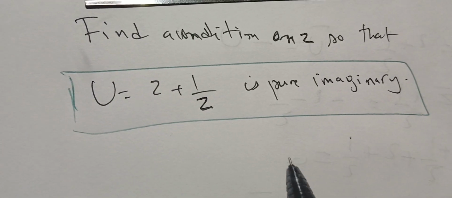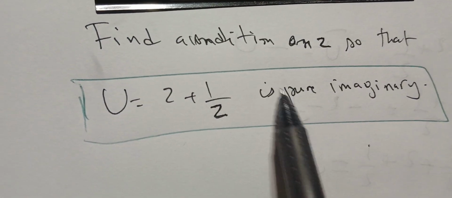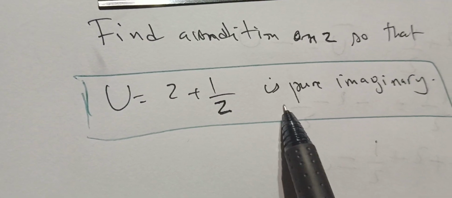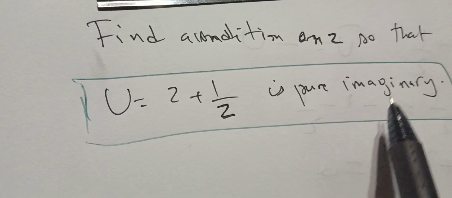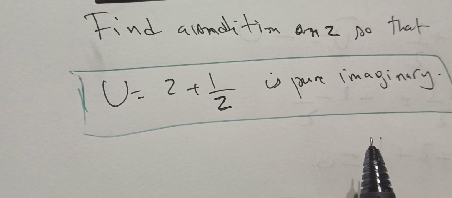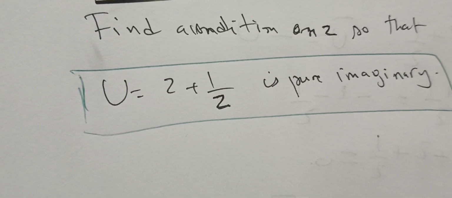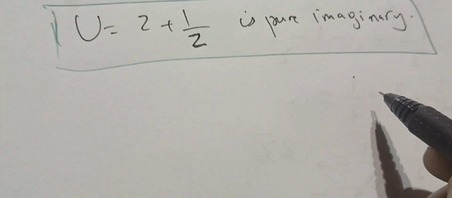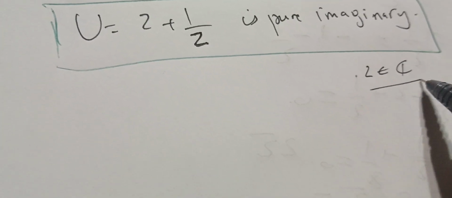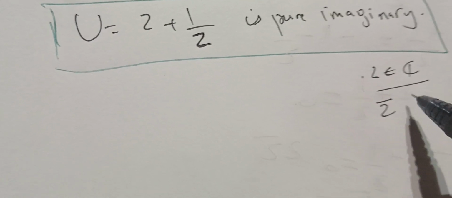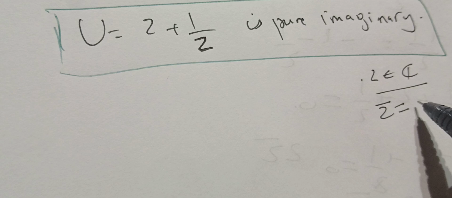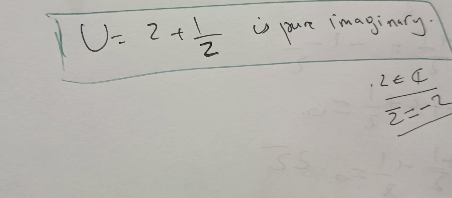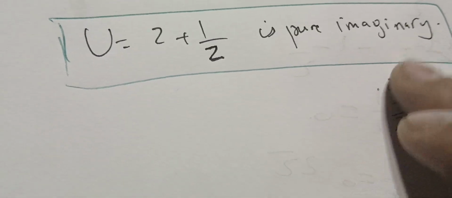Okay, now we're going to find the conditions on small z to see when this number that we denote by u, which is equal to z plus 1 over z, is pure imaginary. So we know that, in general, given a complex number z in C, z is pure imaginary if and only if z bar is equal to minus z. I have proved this in one of the videos. You can check it. And in fact, that's what we're going to use here.